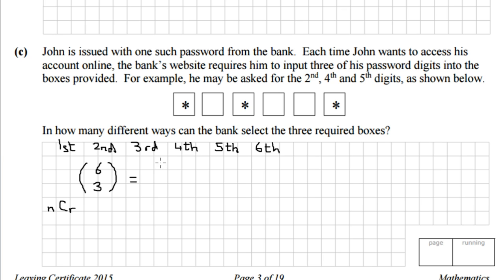But if you're doing this on paper, what you could do is 6 times 5 times 4, over 3 times 2 times 1. That's going to give you 20. So there are 20 different ways the bank can select those 3 required boxes. And that is question 1 completed.